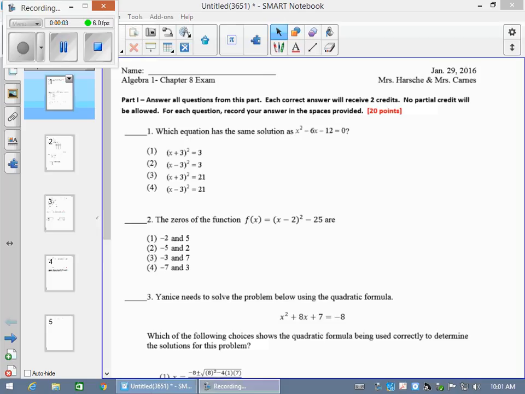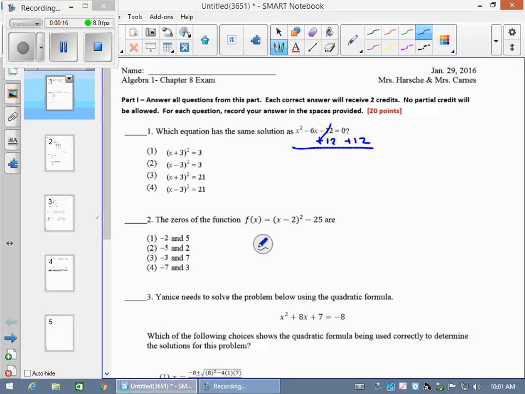Question 1 is asking us which equation has the same solution as the trinomial. If you notice, all 4 choices are in the form that we would need to get into if we were starting to complete the square. So I'm going to start to complete the square. My constant. I'm ready for my next step.